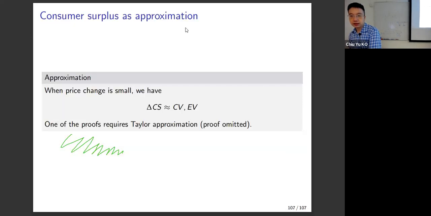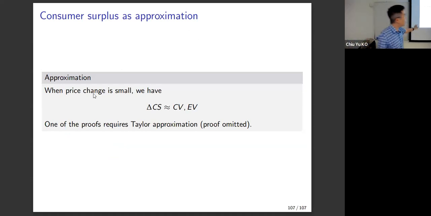So as I said, if the price change is small, okay, you can do a Taylor approximation to show the same thing. Of course the proof is omitted. You can check the Mas-Colell, Whinston and Green textbook. They will tell you this is the case.